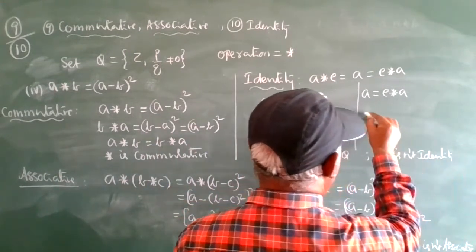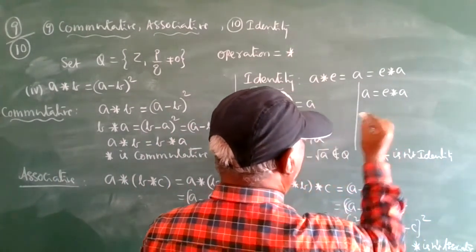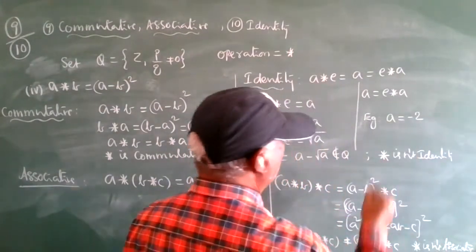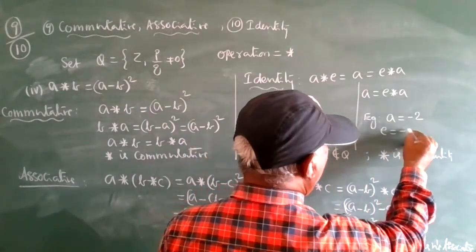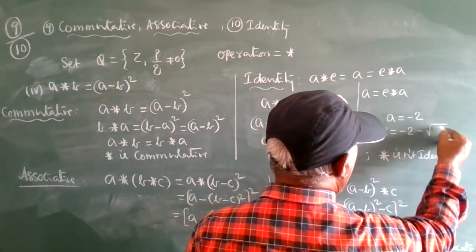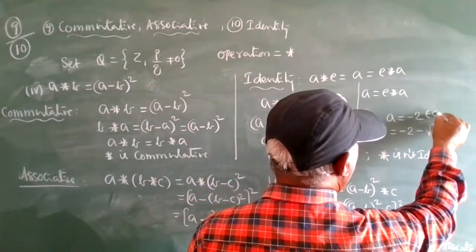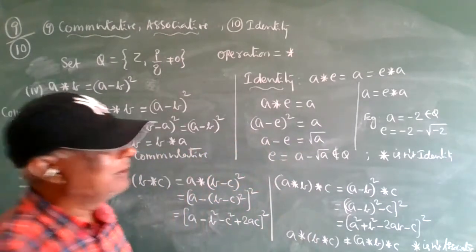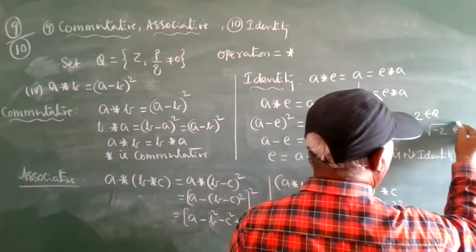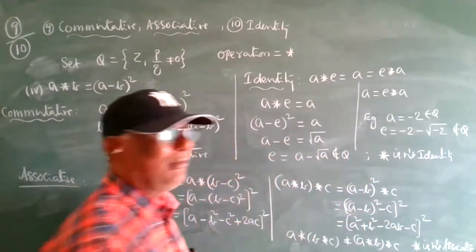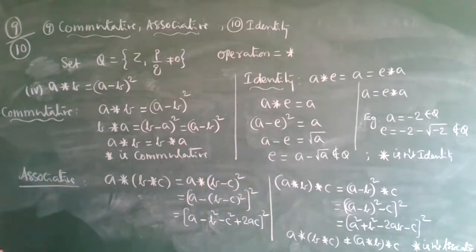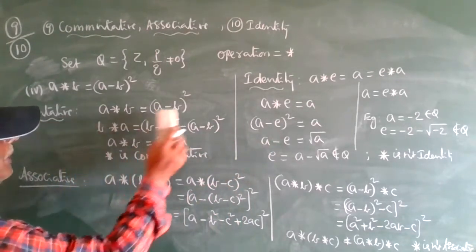Give one example here. So A is equal to minus 2. E is equal to minus 2 minus of root of minus 2. This is the rational number? Root of minus 2 is not defined, root of minus 2 is not a rational number. Therefore, it is not an identity. Okay? Right. Fourth bit also completed. Go through the fifth bit.